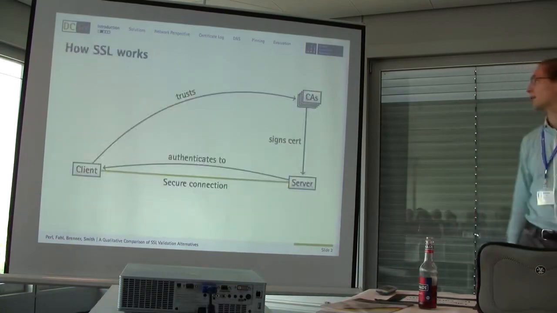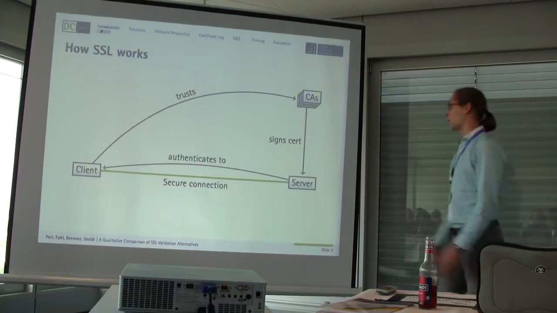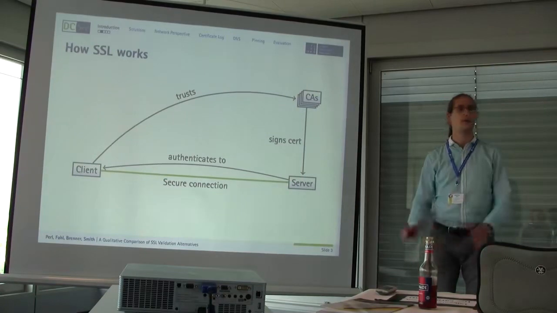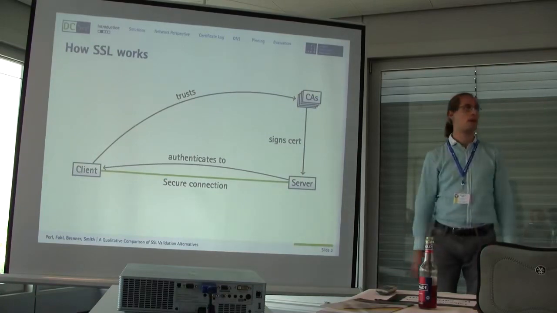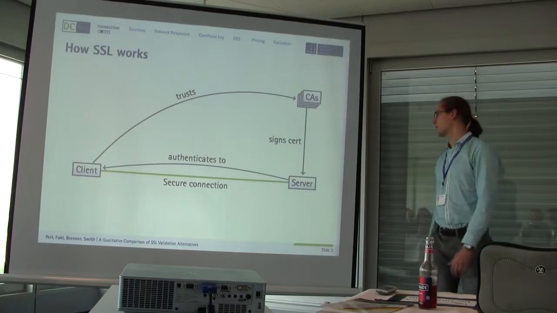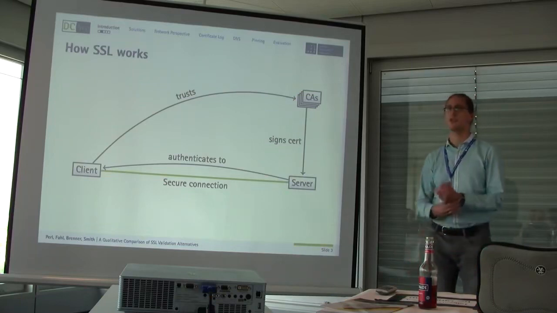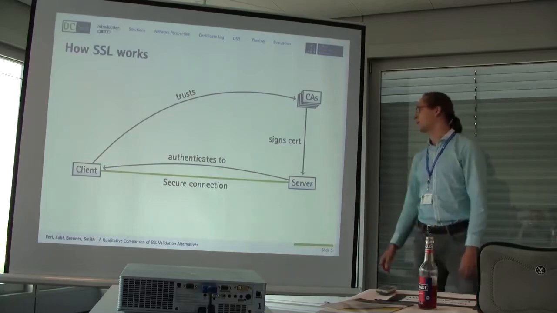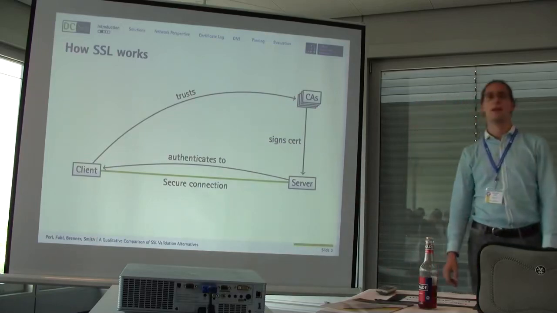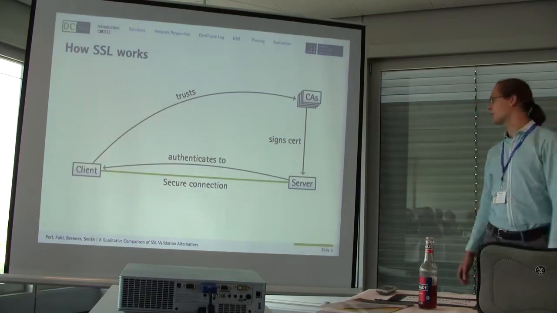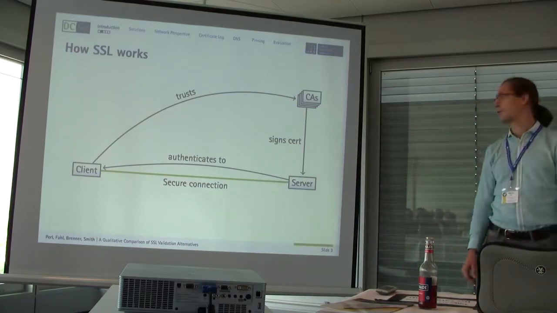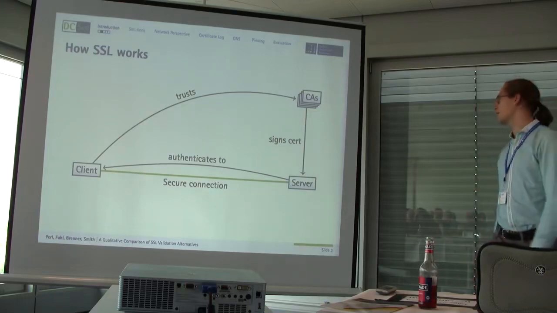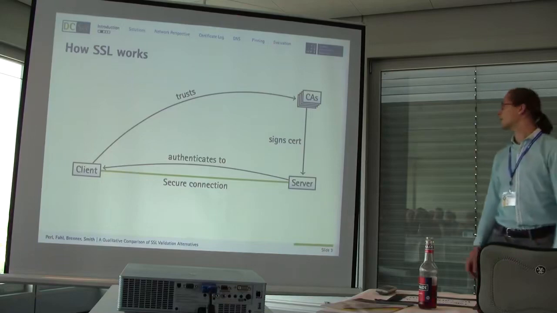So just a quick reminder of how SSL works. We have the client. Basically, when I mean SSL, now I'm talking about HTTPS. So we are thinking web, we are thinking secure browsing and secure connections to web servers. So I have the client on one side and the server on the other side. And in order to establish a secure connection, the server needs to authenticate to the client first. The server needs to prove that that server is really the server the client wanted to talk to.